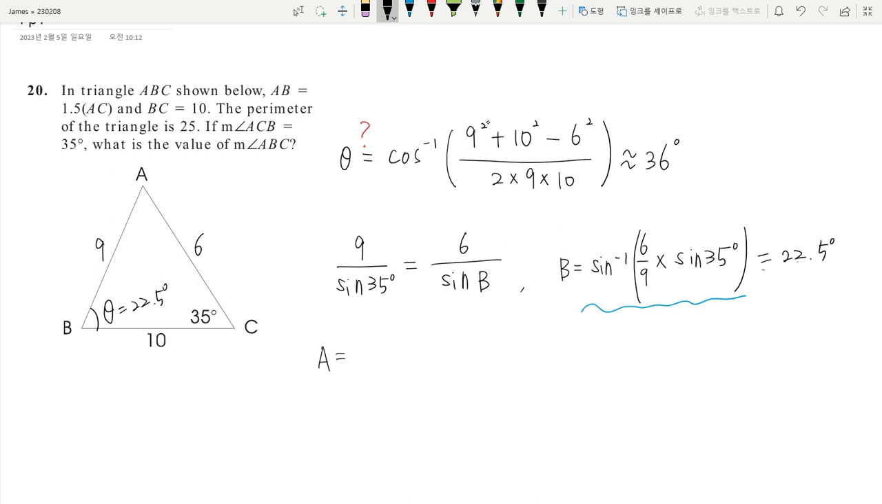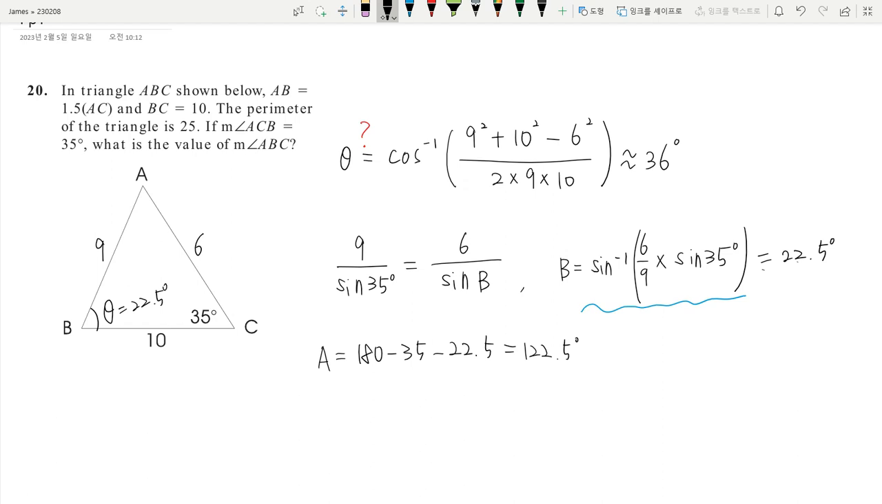What is A? I mean, so 45, so 122.5 degrees.